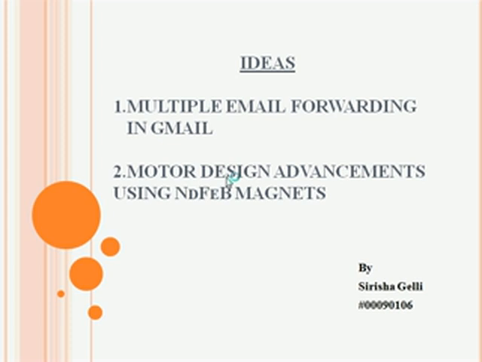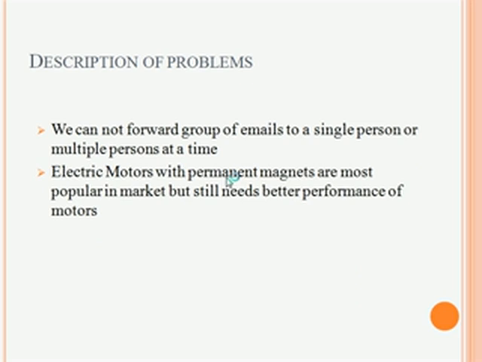And the other idea I got is motor design advancement using neodymium iron magnets. Sorry, neodymium. First, I'll explain my multiple email forwarding idea in Gmail, and then I'll go to the second idea. First one, like I told you, multiple email forwarding. It's a problem. If we want to send different emails to one person, we can't send them. That is the problem here.